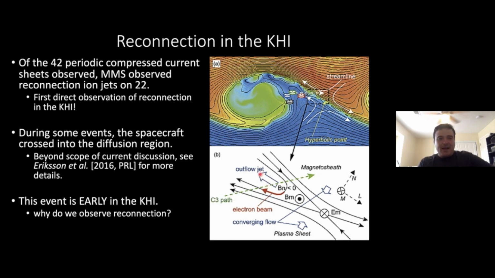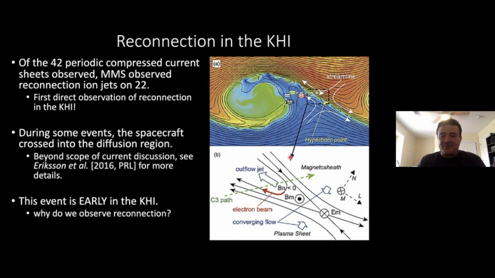And in this event, we saw 42 of these periodic current sheets. That means we were flanking, 41, I guess, vortices. And we observed reconnection jets on 22. And this was the first confirmation of reconnection happening in the KHI, and it was the first direct observation of reconnection. We had inferred it before, but this was the first direct observation.